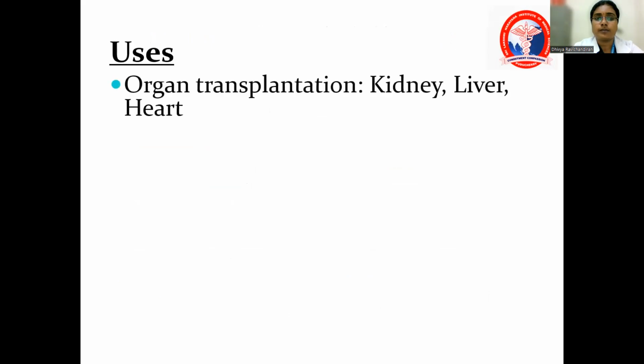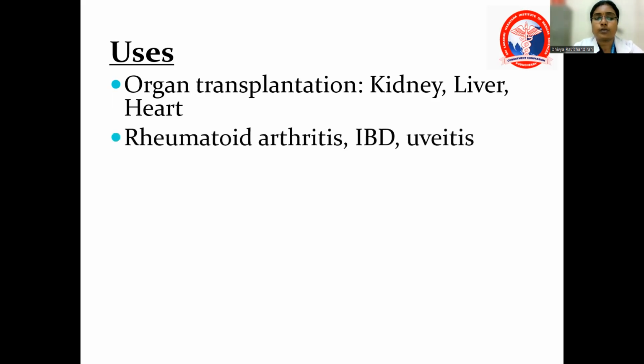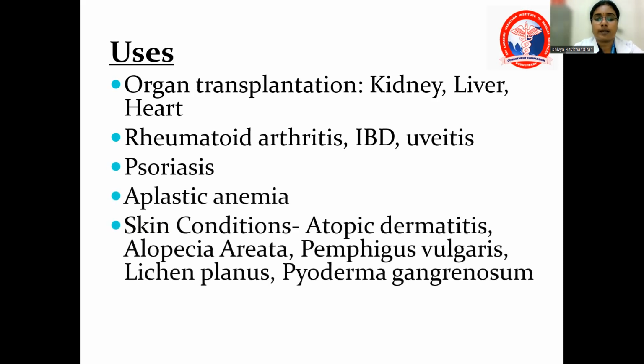So the uses of cyclosporin: it is mainly used for organ transplantation like kidney, liver, and heart transplant, and in autoimmune conditions like rheumatoid arthritis, IBD, uveitis, psoriasis, aplastic anemia. Some of the skin conditions are atopic dermatitis, alopecia areata, pemphigus vulgaris, lichen planus, pyoderma gangrenosum.